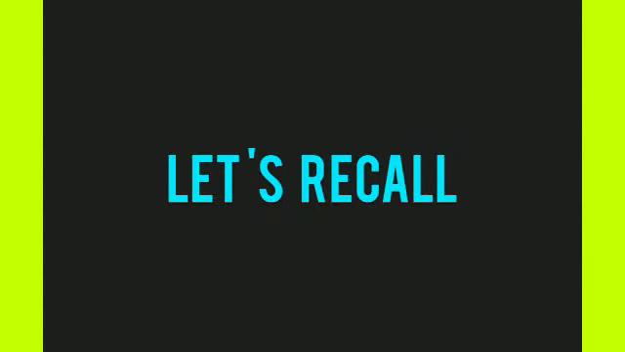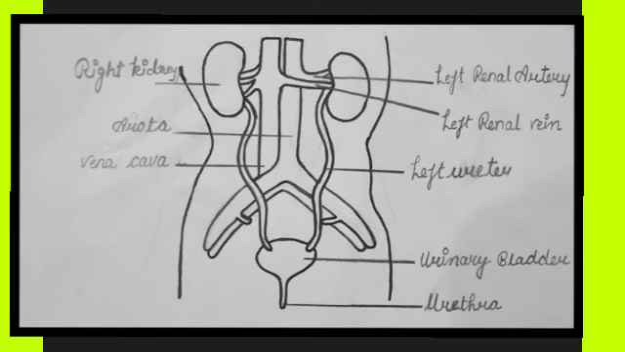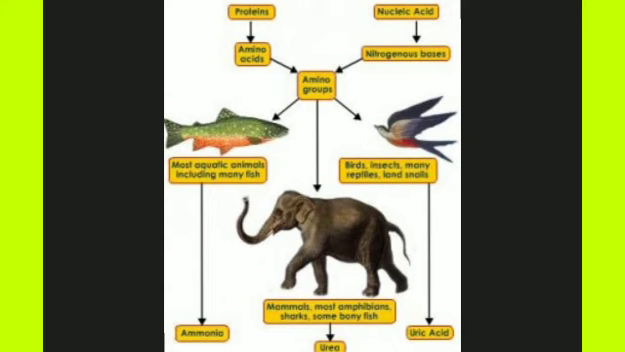Let us recall. Removal of waste products from the body is called excretion. The excretory system of humans consists of 2 kidneys, 2 ureters, a urinary bladder and urethra. Fish excrete waste substances such as ammonia, which directly dissolves in water. Birds, insects and lizards excrete uric acid in semi-solid form.